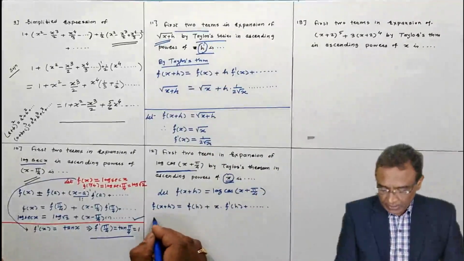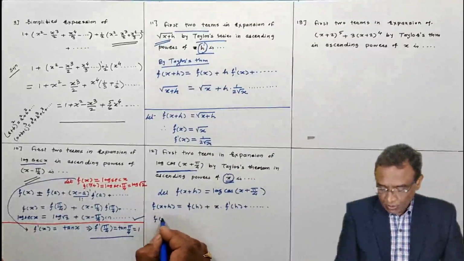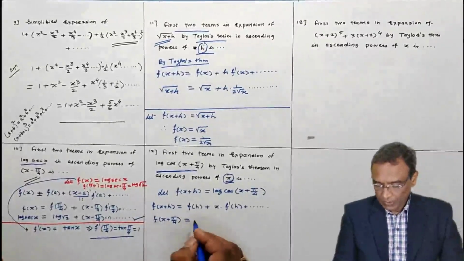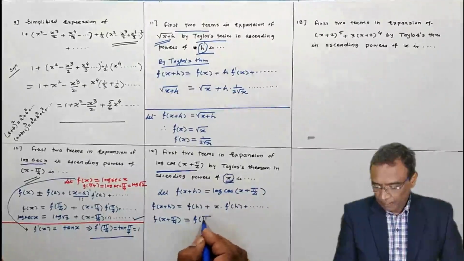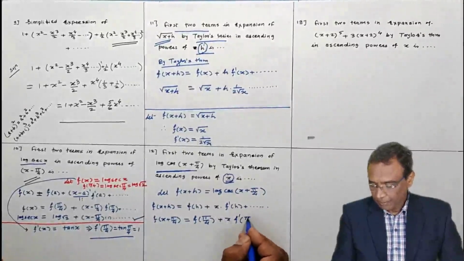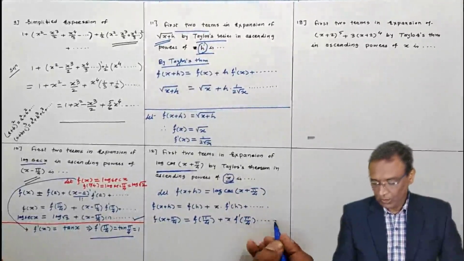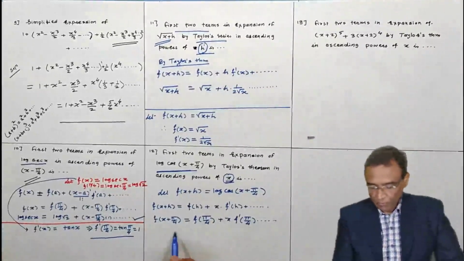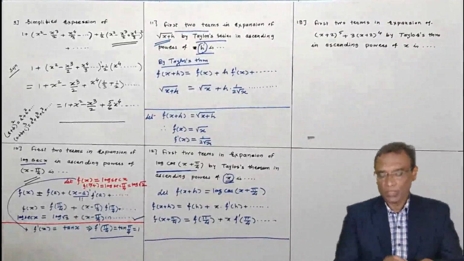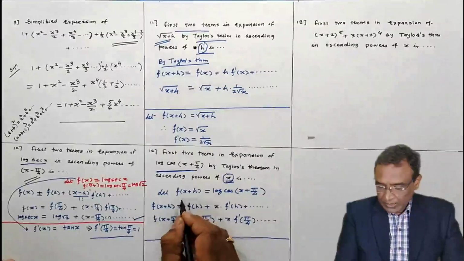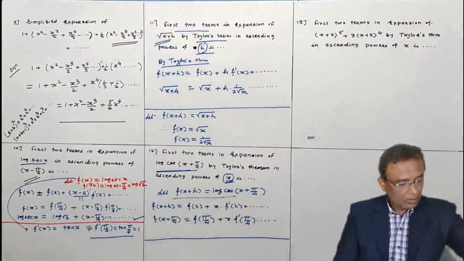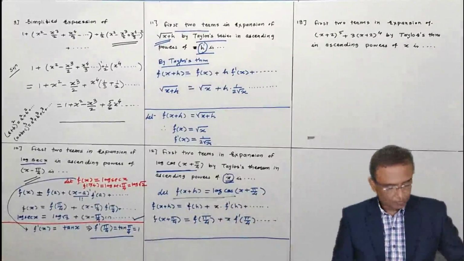Okay. Now here in this problem, h is what? h is pi by 4. Particularly in this problem, h is pi by 4. f of pi by 4 plus x into f dash pi by 4 plus and so on. Yes, what is required? f of pi by 4 is required and f dash of pi by 4 is required. Now, f of x plus h is what?